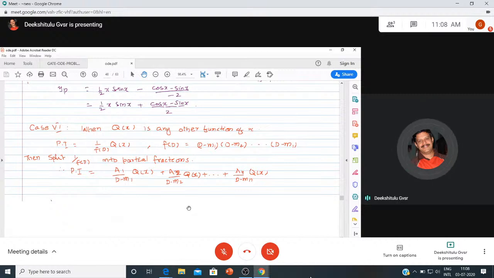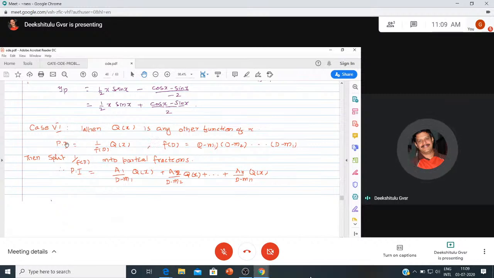We have defined for sin x, cos x. We have defined for exponential function. We have not defined for tan x. We have not defined for cosec x. We have not defined for logarithmic function. So whenever this Q(x) is any other function of x, then how to find the particular integral?